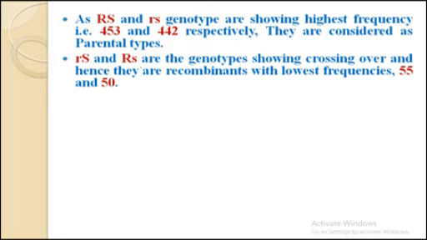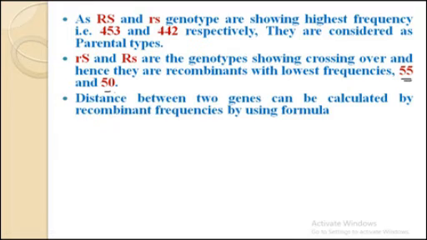Small r capital S and capital R small s are the genotypes showing crossover, and hence they are recombinants with the lowest frequencies, that is 55 and 50. So as compared to parental types, the frequency of these recombinant types is lower, so they are the recombinant types. The distance between two genes can be calculated by recombinant frequencies using a formula.